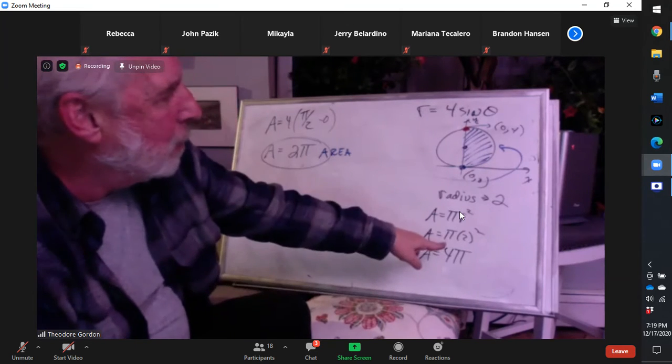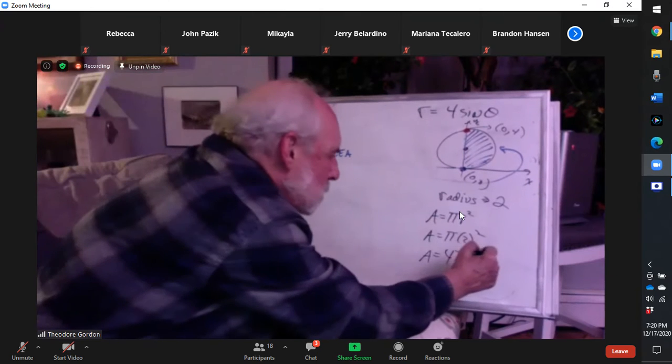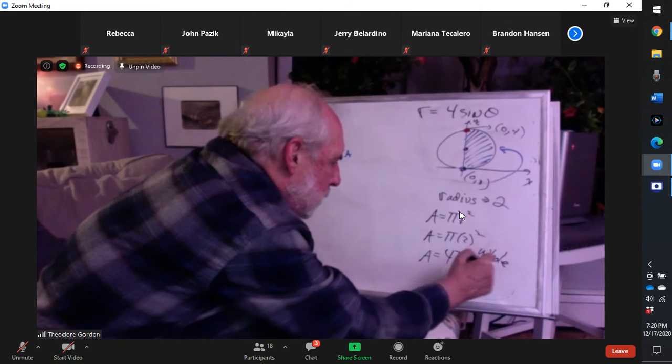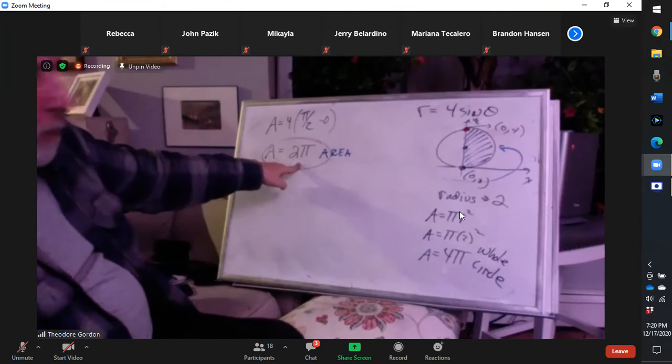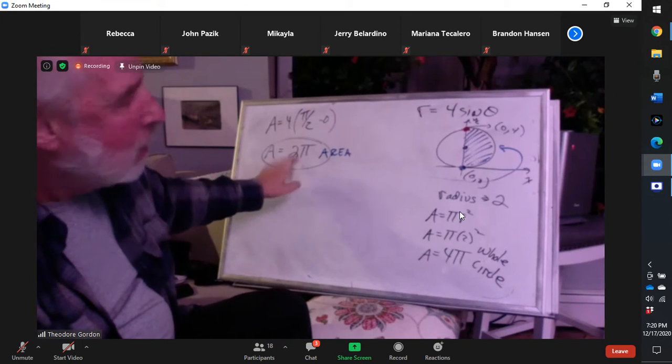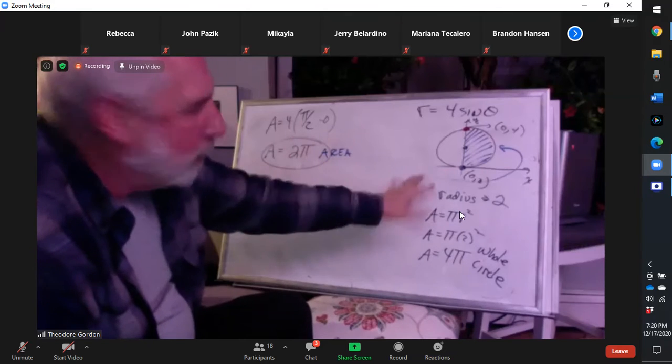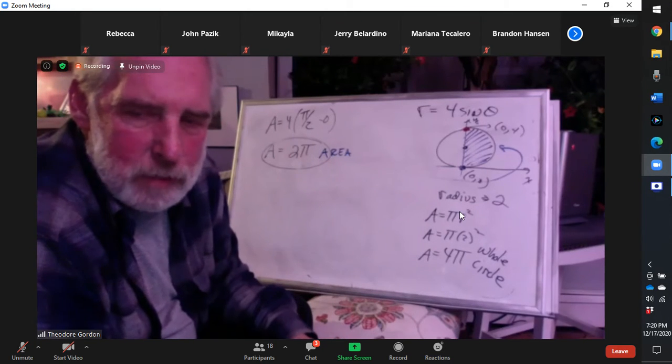So here's the geometry of the whole circle. We just did half the circle, and half of 4 pi is 2 pi. So your intuition should be okay on those.